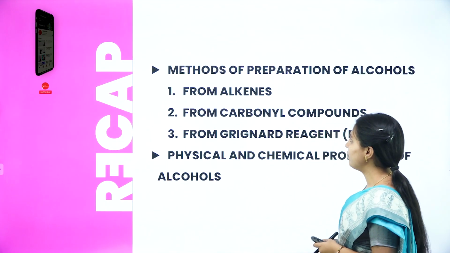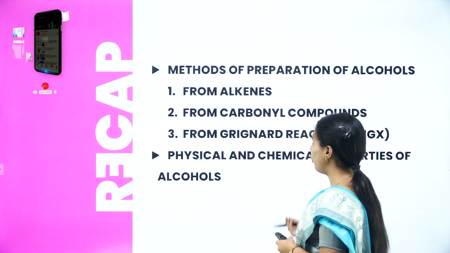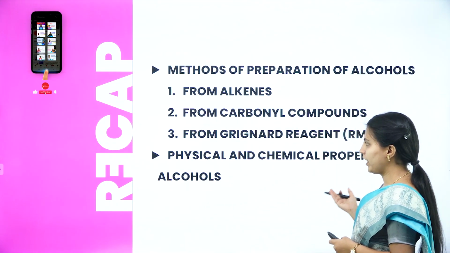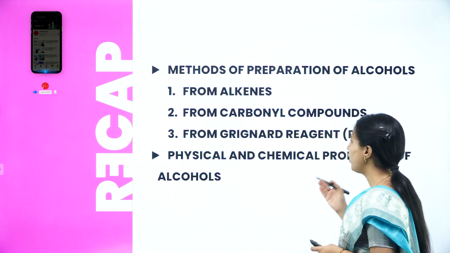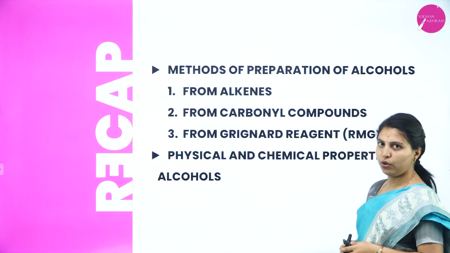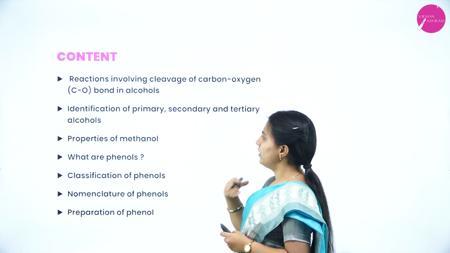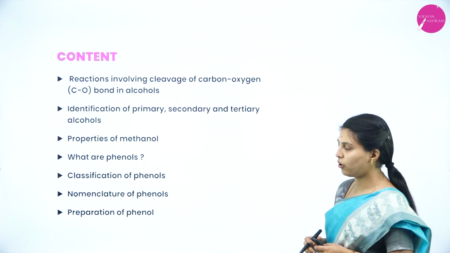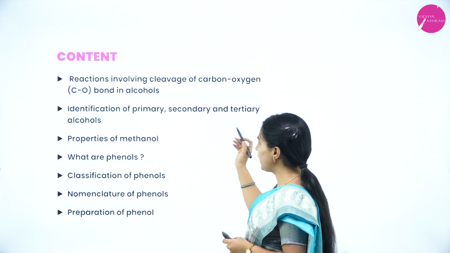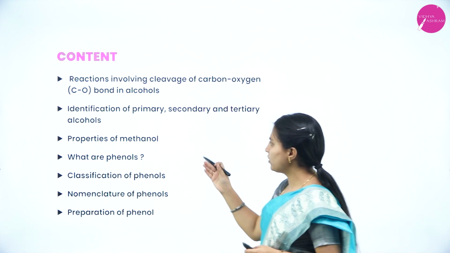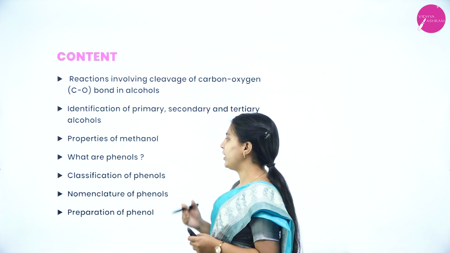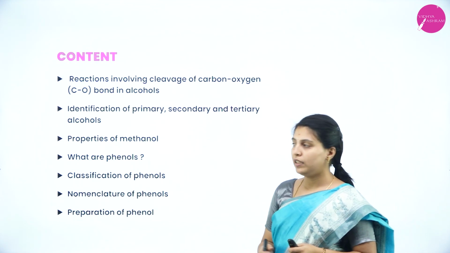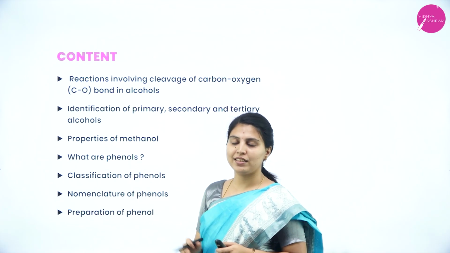In the previous session, we discussed methods of preparation of alcohols from alkenes, from carbonyl compounds and from Grignard reagent. And also, we have seen physical and chemical properties of alcohols. In the current session, we will discuss the next kind of reactions involving cleavage of carbon and oxygen bond in alcohols, identification of primary, secondary and tertiary alcohols, properties of methanol, then what are phenols, classification of phenols, nomenclature and preparation of phenols. These are the contents which we will discuss in the current session.